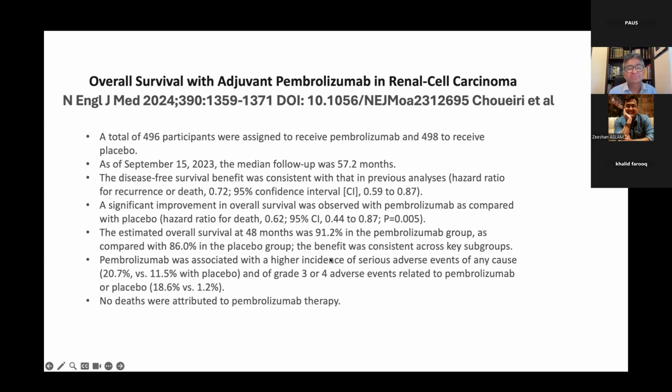a higher incidence of serious adverse events, 20.7 versus 11.5. But very importantly, grade 3 or 4 adverse events related to pembrolizumab or placebo were 18.6% in pembrolizumab and 1.2% in placebo. Although no deaths were attributed to pembrolizumab therapy, you can see grade 3 or 4 adverse events related to pembrolizumab of 18.6%. So that's a big number. So always be careful, because once you've used pembrolizumab here, and the patient progresses, say in 12 months, how will you use your next treatment? Because IO has already been used and the patient has progressed on immune checkpoint inhibitors.